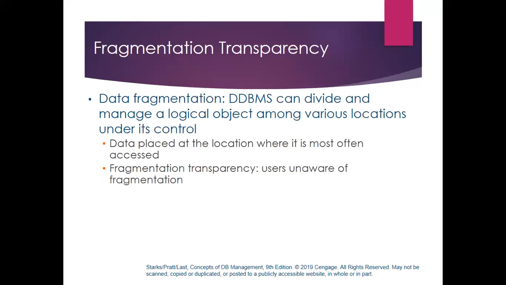Fragmentation transparency. A distributed database management system supports data fragmentation if it can divide and manage a logical object among various locations under its control. The main purpose of data fragmentation is to place data at the location where it is most often accessed. Fragmentation transparency is when users are unaware of fragmentation.